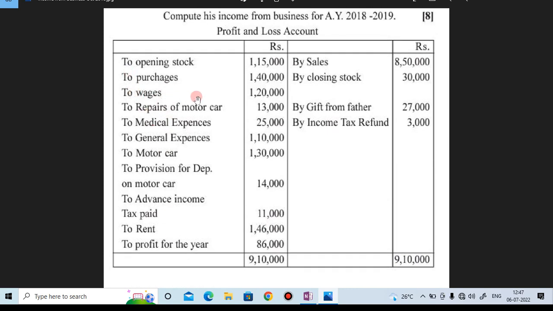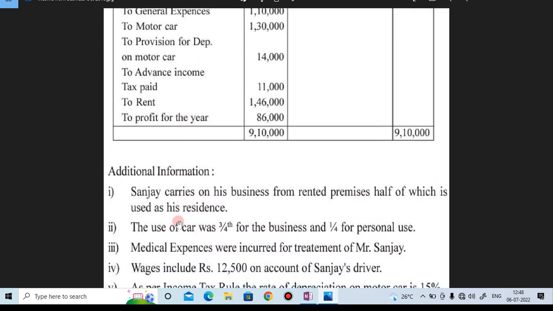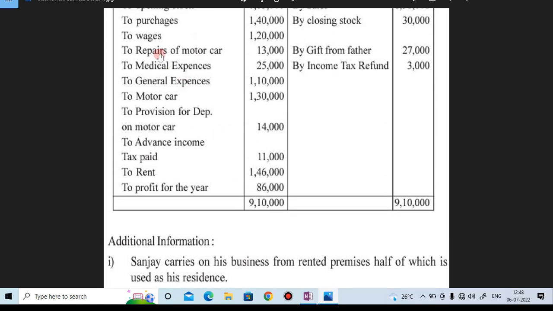Next, after wages, next is repairs of motor car, that is 13,000. Now repairs on motor car 13,000. What is the additional information given? Second, the use of car was 3/4 for the business and 1/4 for personal use. So repairs of motor car total is 13,000. From this 13,000, 3/4 is business, and 1/4 is personal use. So 1/4 of this 13,000 will be called disallowed expenses. Why? Because it is not related to the business, it is related to personal use.